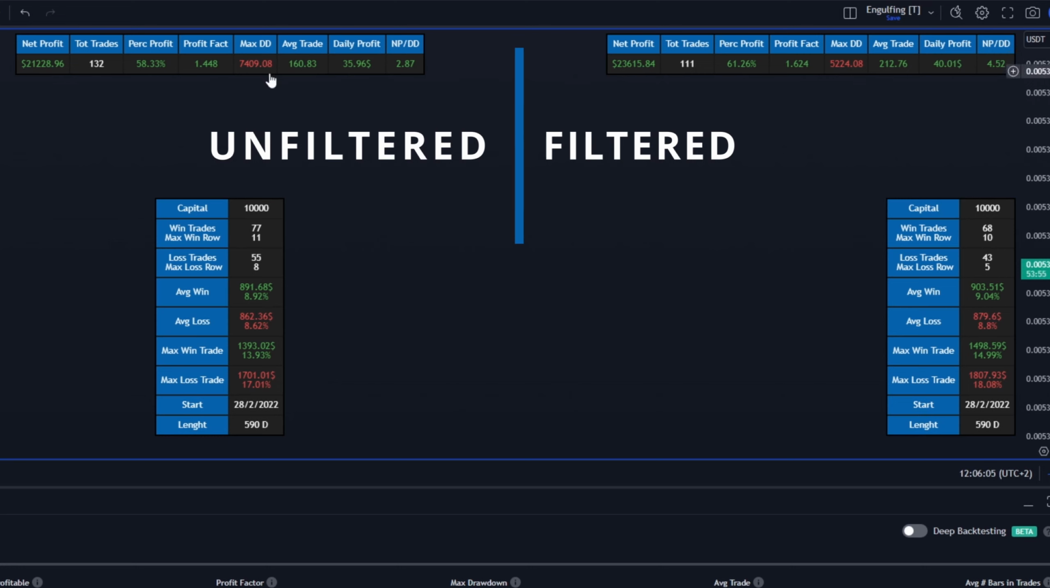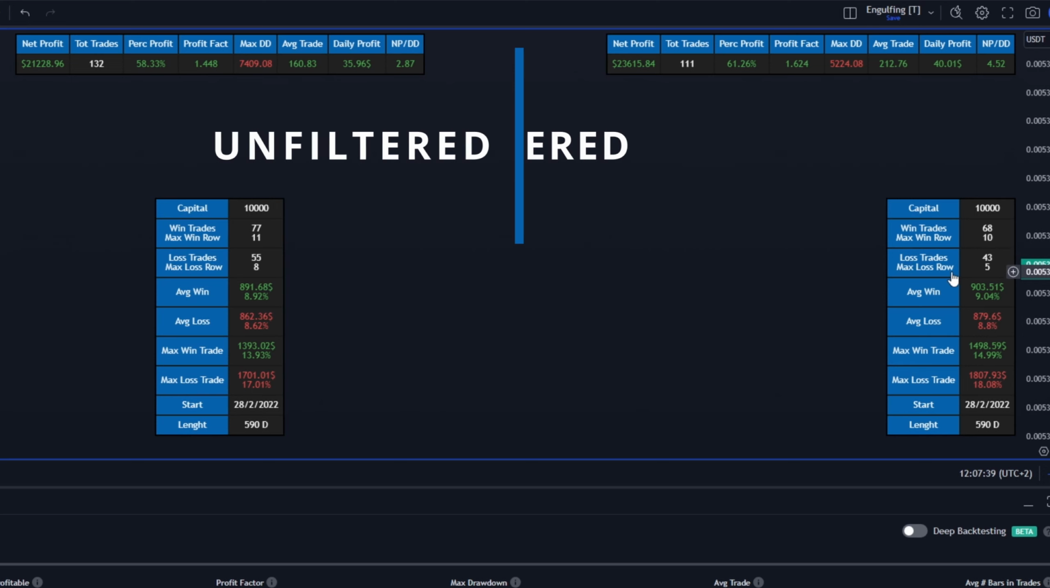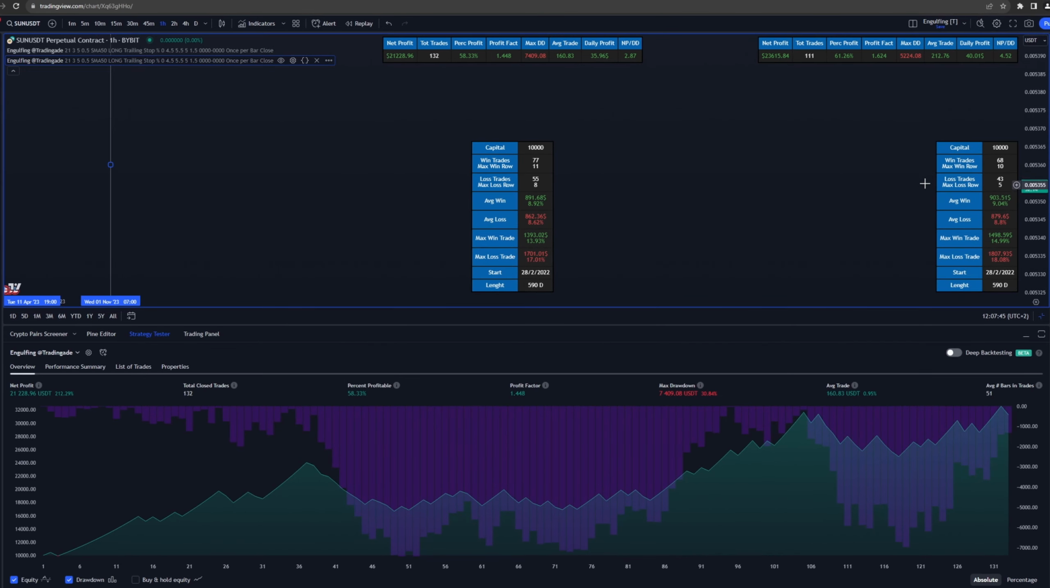But the most interesting difference is between max drawdown, $7,400, and here $5,200. Profit and max drawdown ratio, you can see it's almost half here, which means that we earn more and risk less. Other than that, if you see the max win row 11 and the max loss row 8, whereas here 10 versus 5 max loss row. This is the other metric that leads me to love this kind of filter.